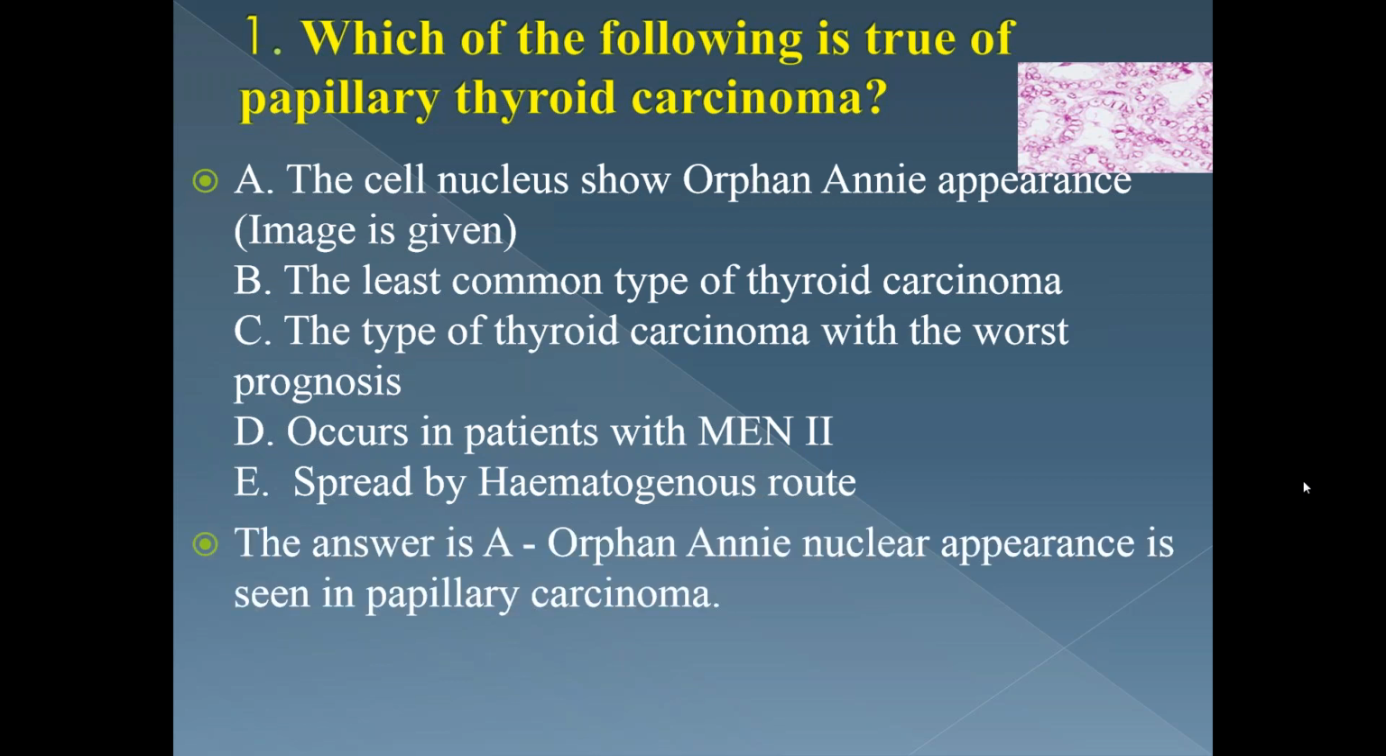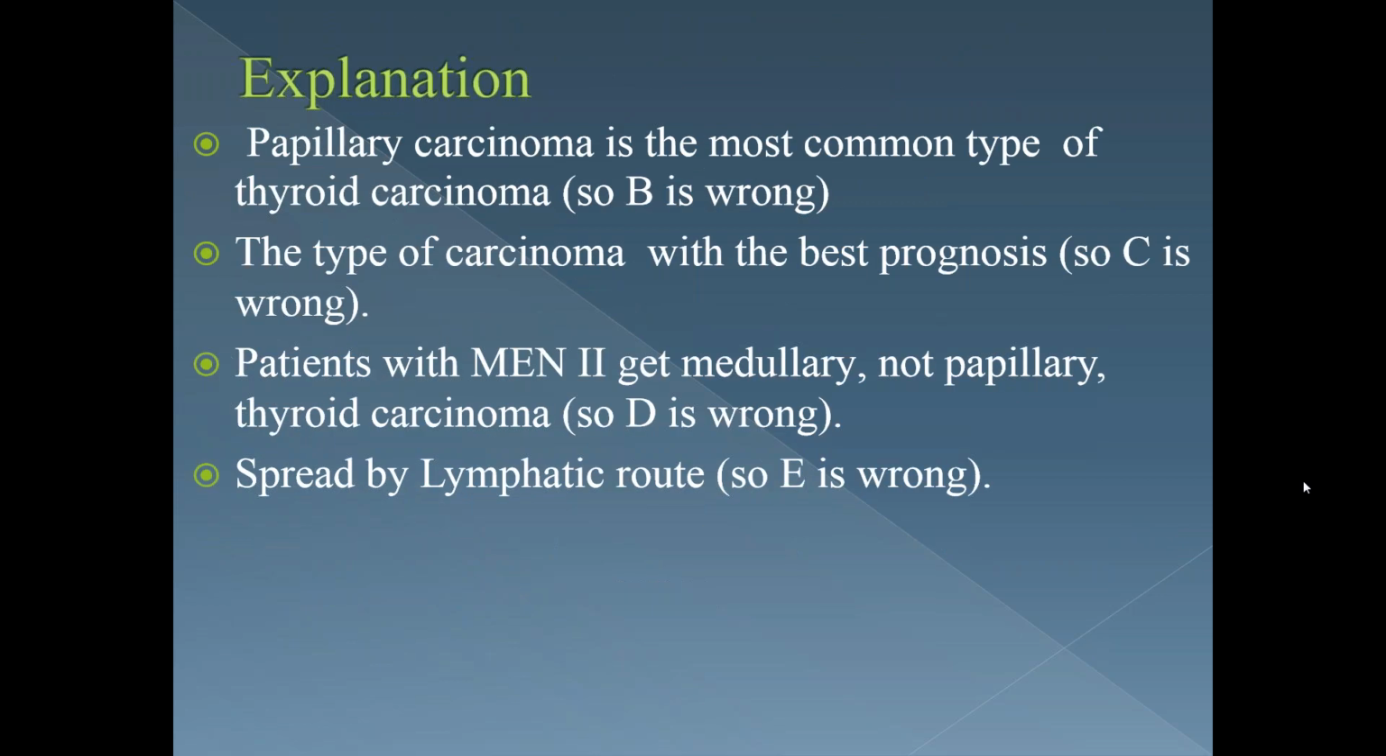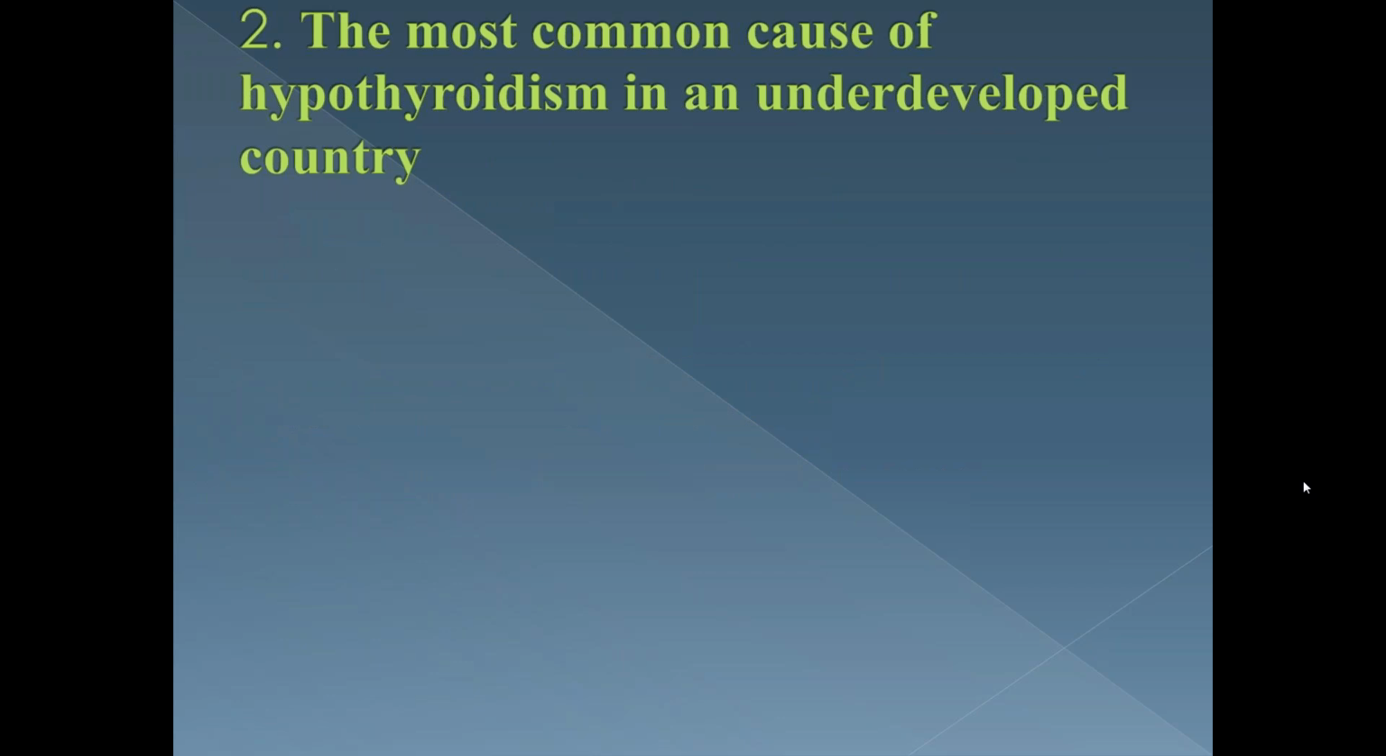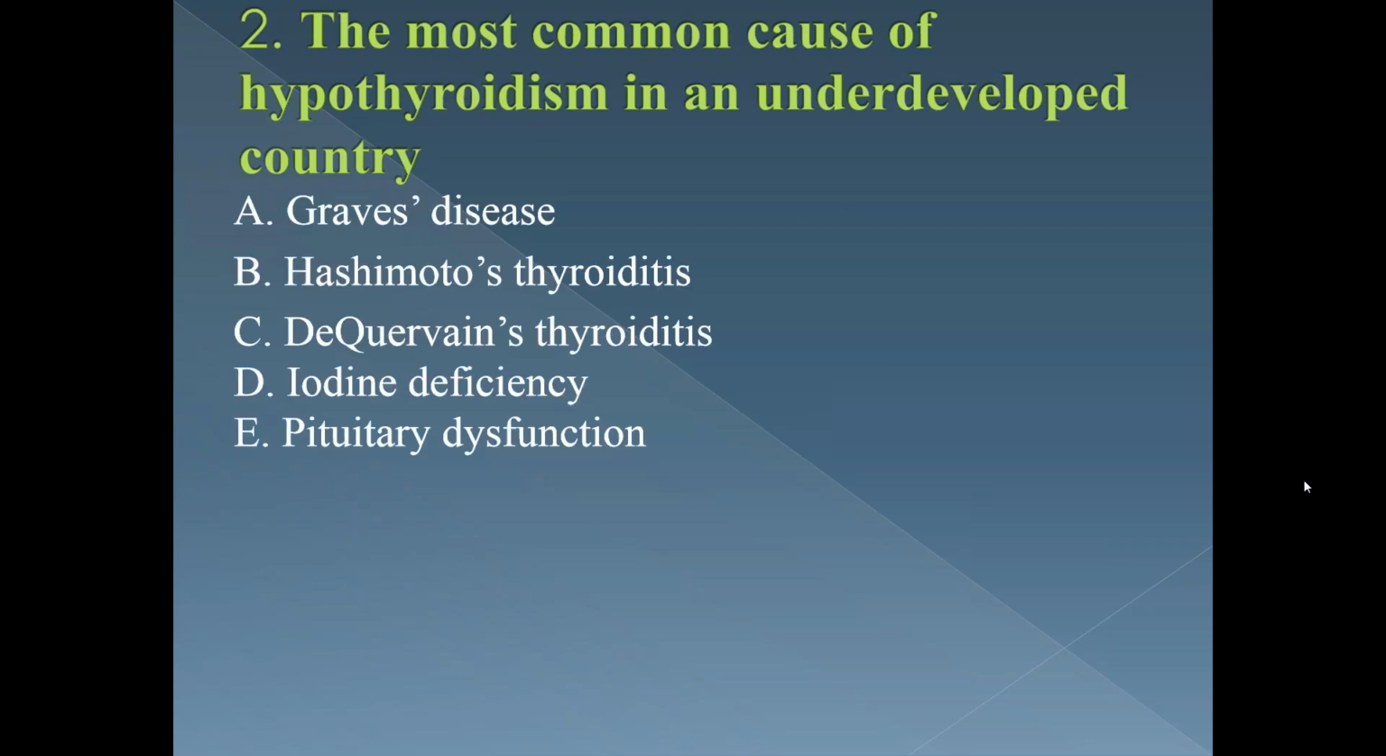And the rationale behind it is discussed in the next slide. So we can go to the next MCQ, which is the most common cause of hypothyroidism in an underdeveloped country. The choices are A, Graves' disease, B, Hashimoto's thyroiditis, C, de Quervain's thyroiditis, D, iodine deficiency, E, pituitary dysfunction. And the answer in this case would be D, iodine deficiency.